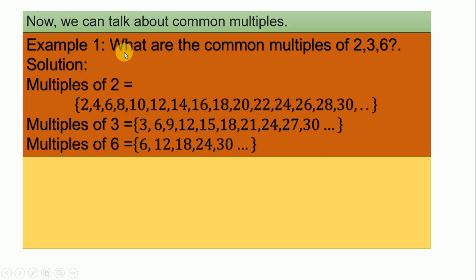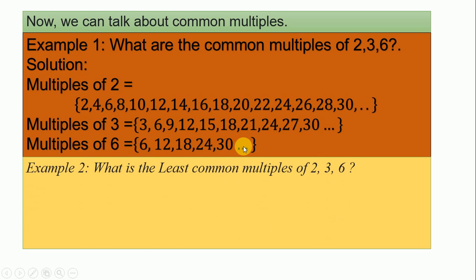Don't forget, the question is we should find the common multiples. So we want to look into the multiples of 2, multiples of 3, and multiples of 6. What are those things that are common? You can see we have 2 here in multiples of 2. Do we have 2 in multiples of 3? No. In multiples of 6? No. We move on to 4. Do we have 4 in multiples of 3? No. 6 also. Do we have 6 in multiples of 3? Yes. Do we have 6 in multiples of 6? Yes.